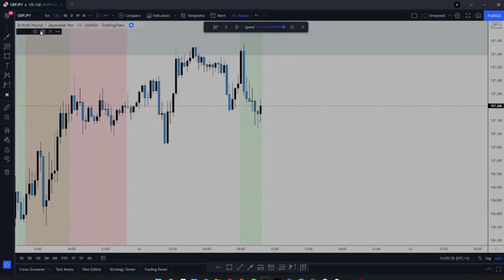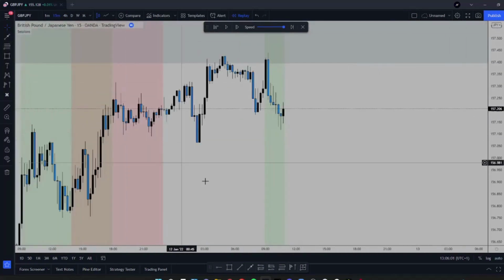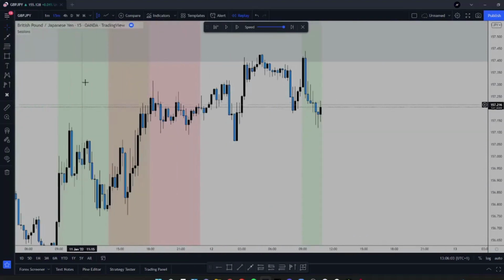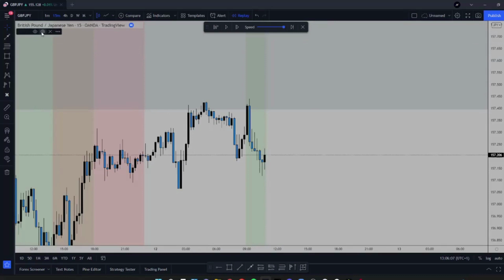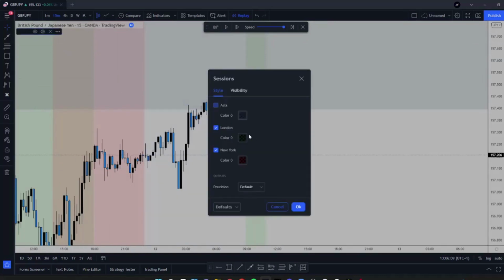Let's take a look at our sessions indicator, where we can see this white would be Asia, green is London, this would be London and New York together, and this would only be New York. Okay, you can adjust these colors however you want. You can put Asia, put whatever color you want.